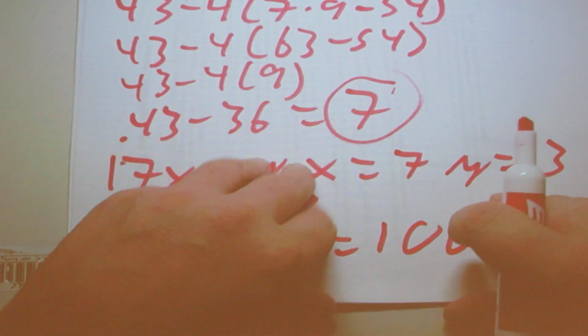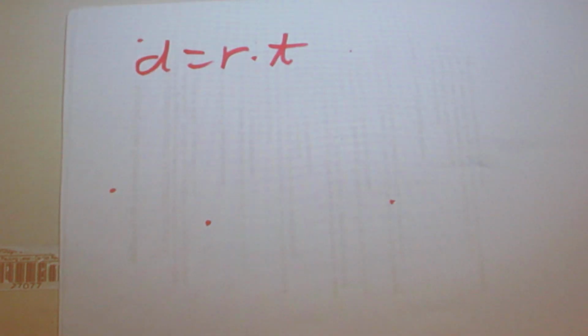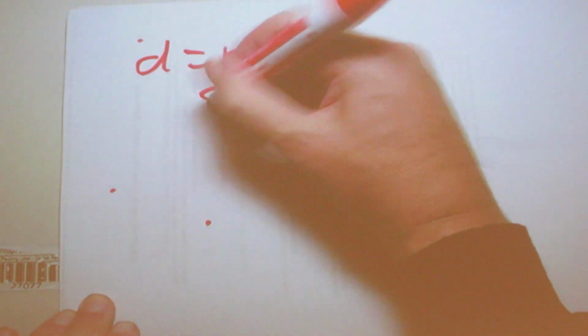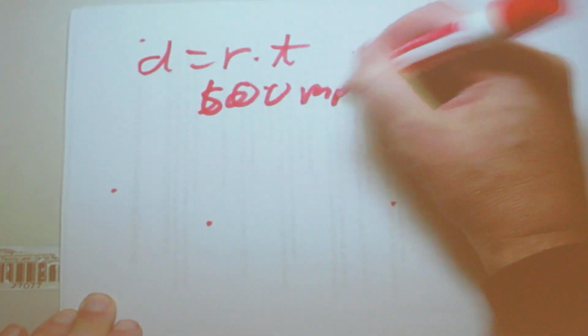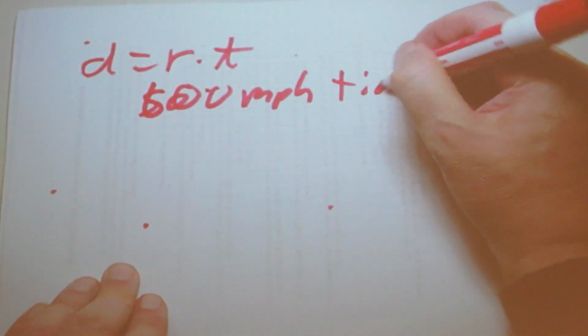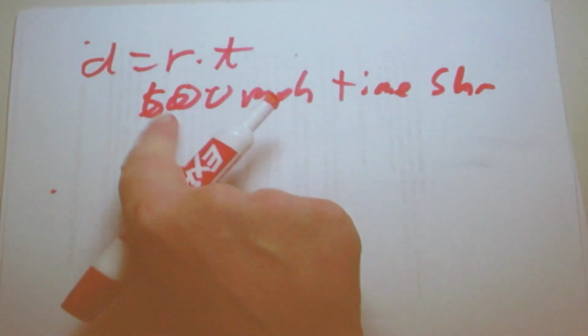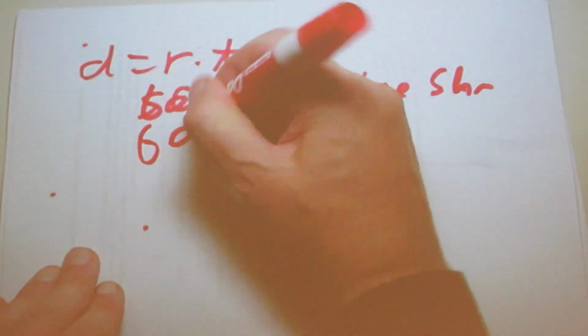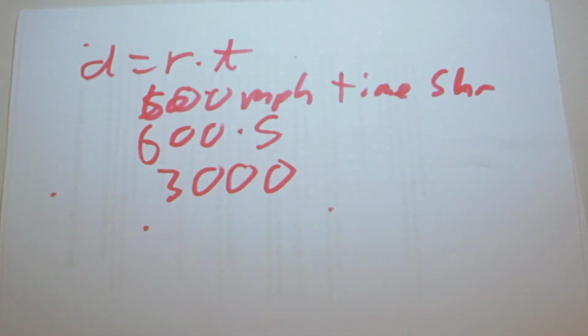Next, it's going to give us the formula that distance equals rate times time, and it does give this to you. It tells you that the rate is 600 miles per hour. The time is 5 hours, and to find the distance, so we just need to multiply 600 times 5, and we get that the distance is 3,000 miles.